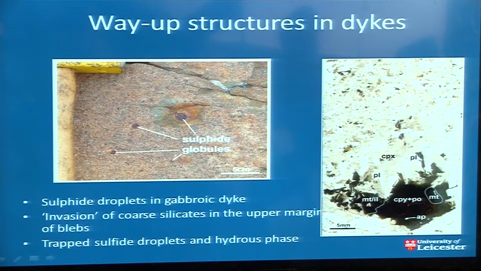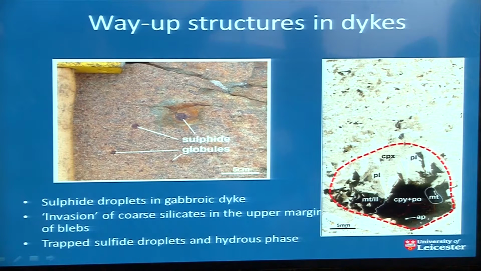So what I'm going to show you now are where we've used the CT technique to actually give us a bit of information on how these sulfides have formed, the processes going on during ore formation. So these are some little rounded sulfide globules in a gabbro dike from Greenland. And they're not totally rounded because most of them have a cap at the top with coarse-grained silicates growing into the top of them.